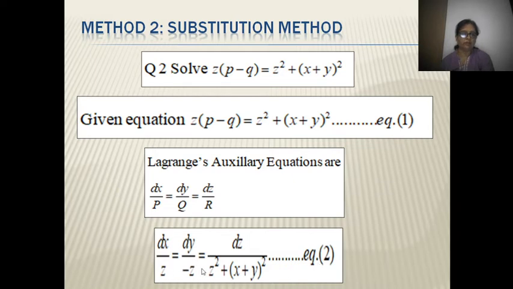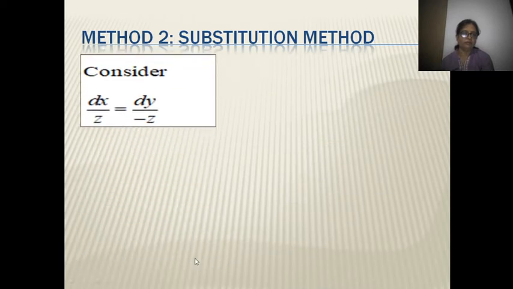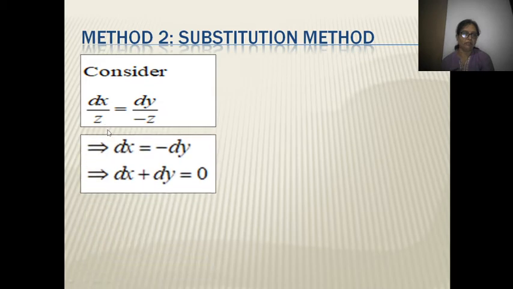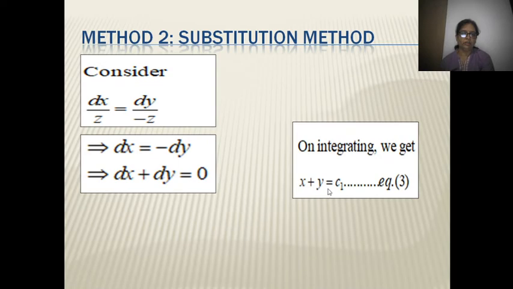Now we find out first solution by grouping method. Therefore we consider first and second ratio. Here this z term gets cancelled. We get dx equal to minus dy. We shift this dy on left hand side. Therefore dx plus dy equal to 0. On integrating we get the first solution.